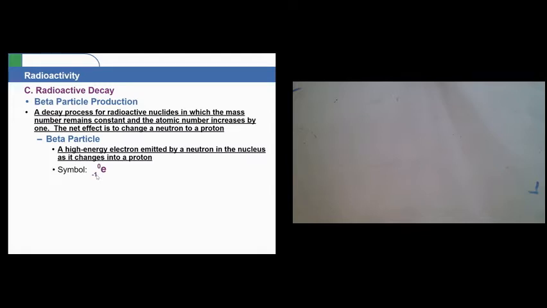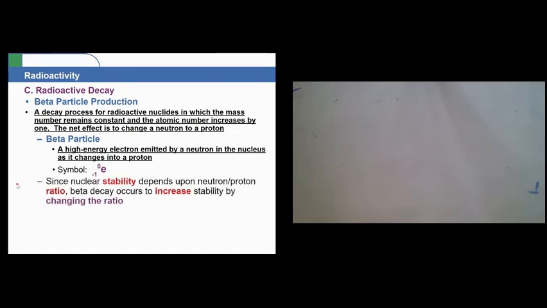Since it is basically an electron, its symbol is an e. Since electrons do not have mass, the mass number is 0, and the atomic number, or the charge, is -1. This is the symbol we will use for a beta particle. Since nuclear stability depends upon the neutron-proton ratio, beta decay occurs to increase stability by changing that ratio. If you have too many neutrons, meaning the ratio is greater than 1.1, this will reduce that ratio. It increases the atomic number by 1, but the mass number remains constant.